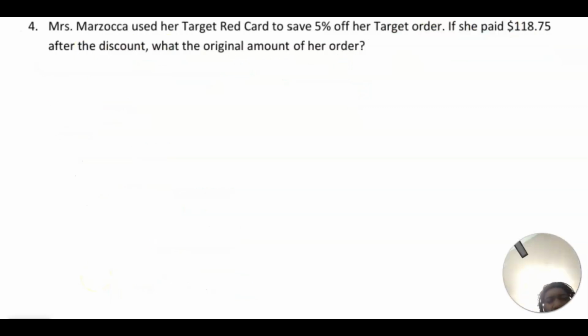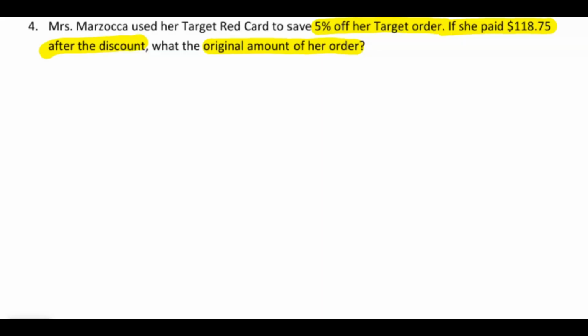Question number 4. Mrs. Marzoka used Target Red Card to save 5% off her Target order. Let's just highlight that because that's some important information. Shout out to Target. If she paid $118.75 after the discount. So to understand the context of the question, Mrs. Marzoka received a 5% discount, meaning she paid 95% of the original price, because that's 5% off of 100%. Therefore, the final price after the discount is going to be a number that we need to figure out together. So let's go ahead and do that.